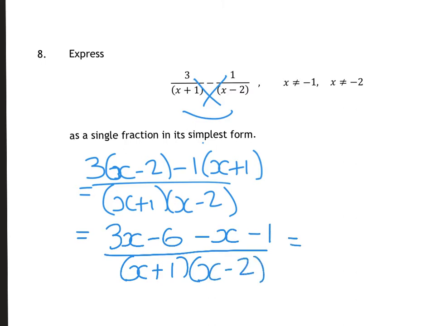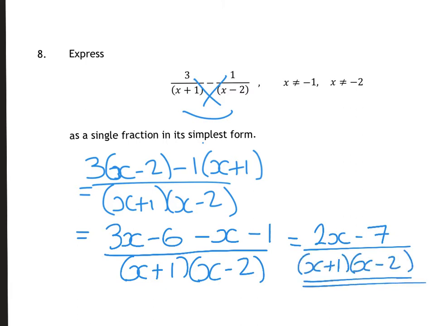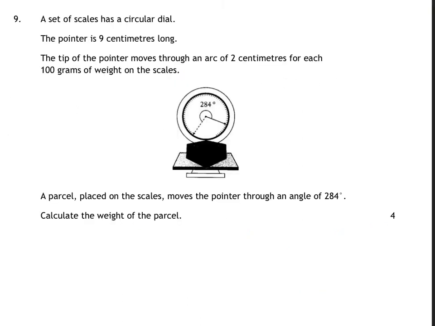Tidy up your top line. That gives you a 2x and a minus 7 all over your 2 brackets. And that's that one. So straightforward, you get a mark for the bottom line, you get a mark for this top line, you get a mark for tidying up. Nice easy 3 marks if you remember smile and kiss.